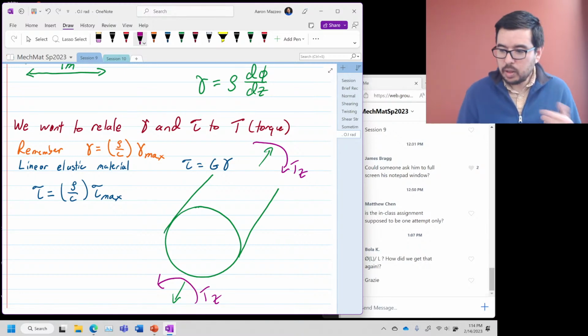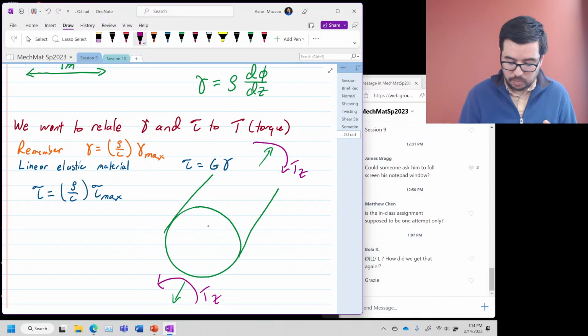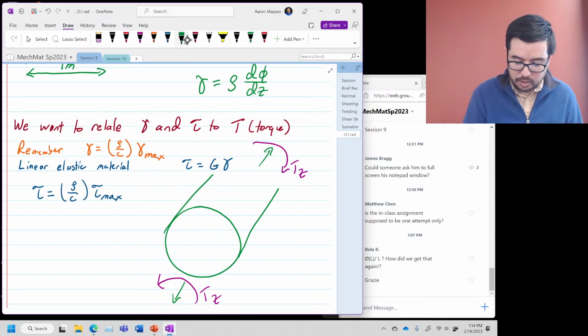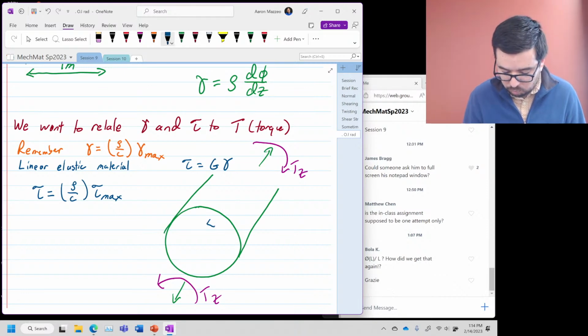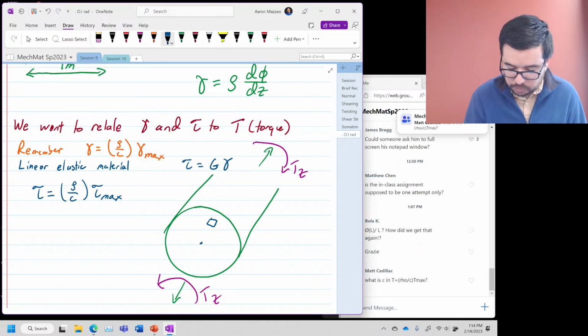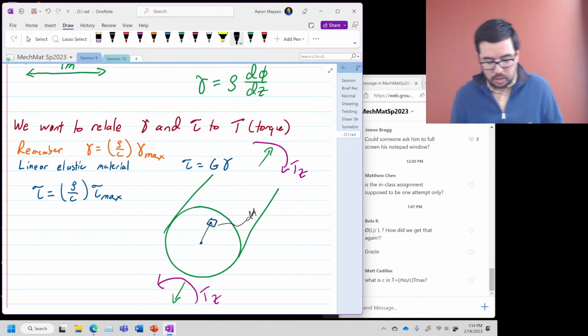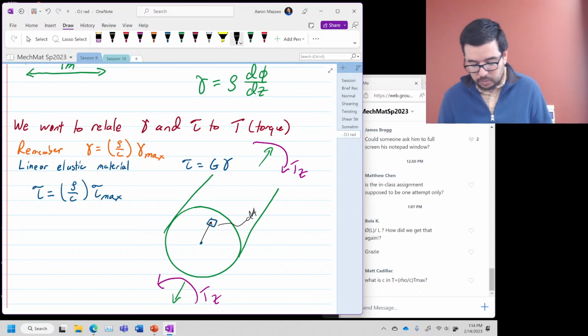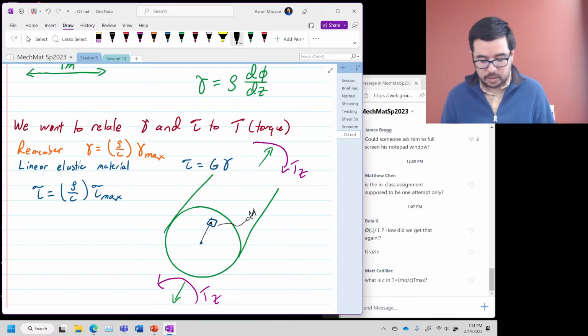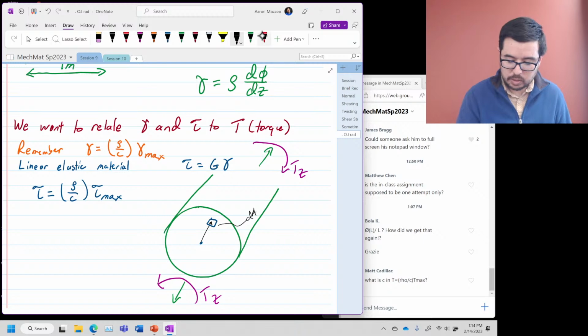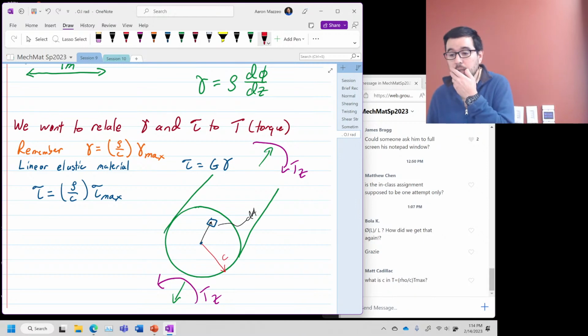And let's take a little area element, and we'll say this is a dA. C is the radius. Okay, so in this case, C is the radius.